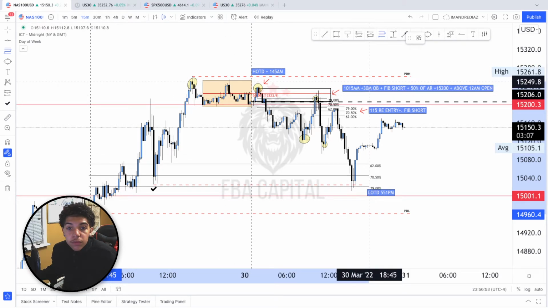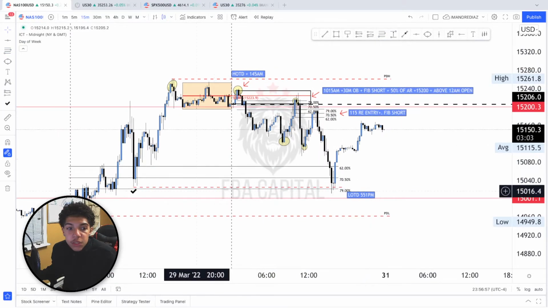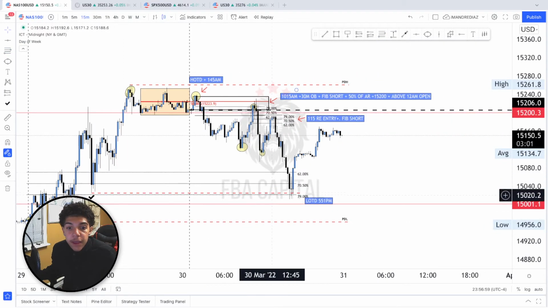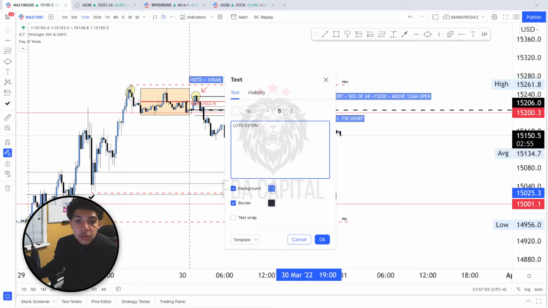Draw it over, and you see that there is a little fib move. So like I said, from this previous day's low to this previous day's high, we had this fib long, came right into 62%, cleared these lows, making the low of the day. So let's annotate that. So at 5:15 p.m., we have the low of the day.